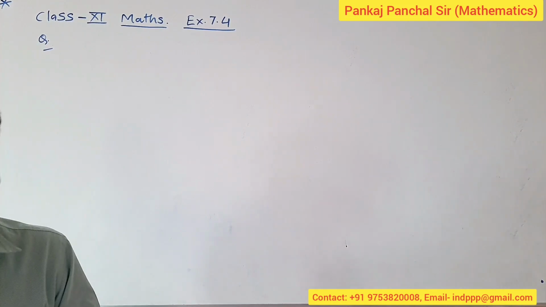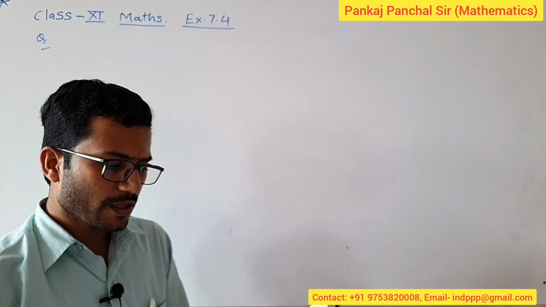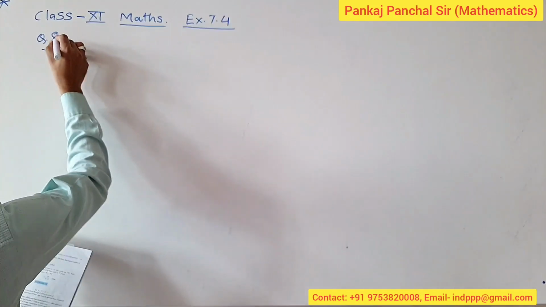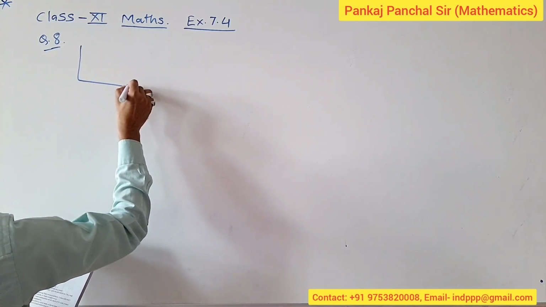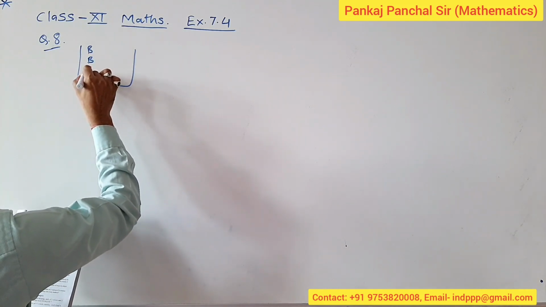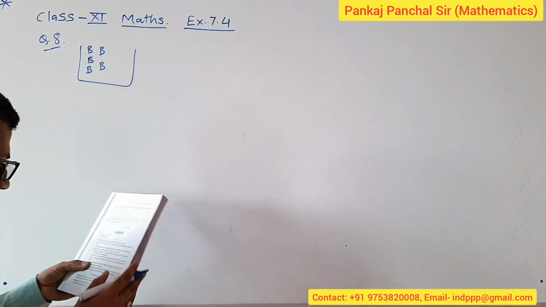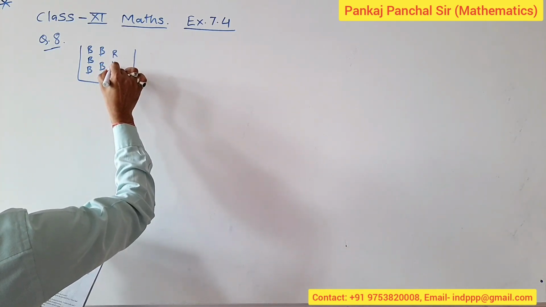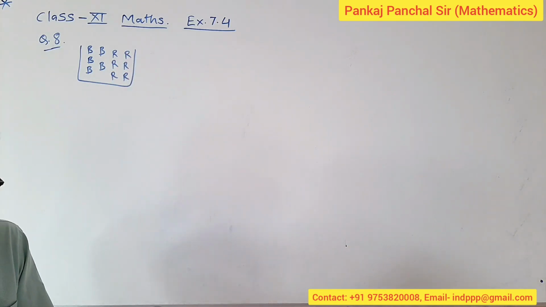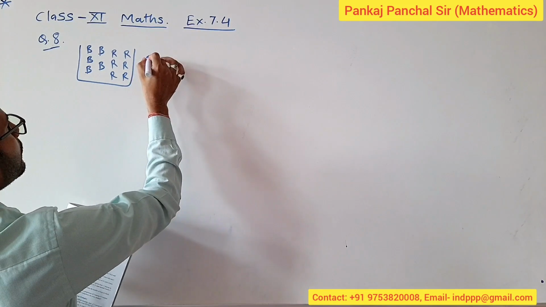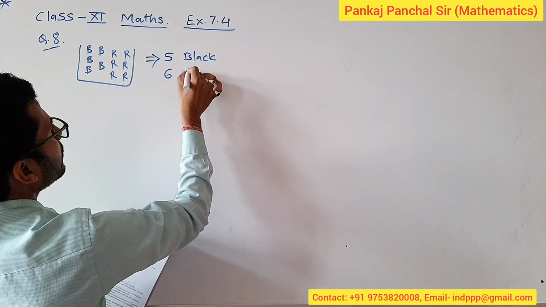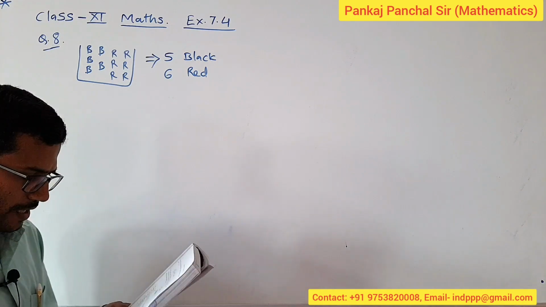Question number 8 is that a bag contains 5 black and 6 red balls. A bag is there. Question number 8: a bag contains 5 black and 6 red balls. So 5 black and 6 red balls are there.